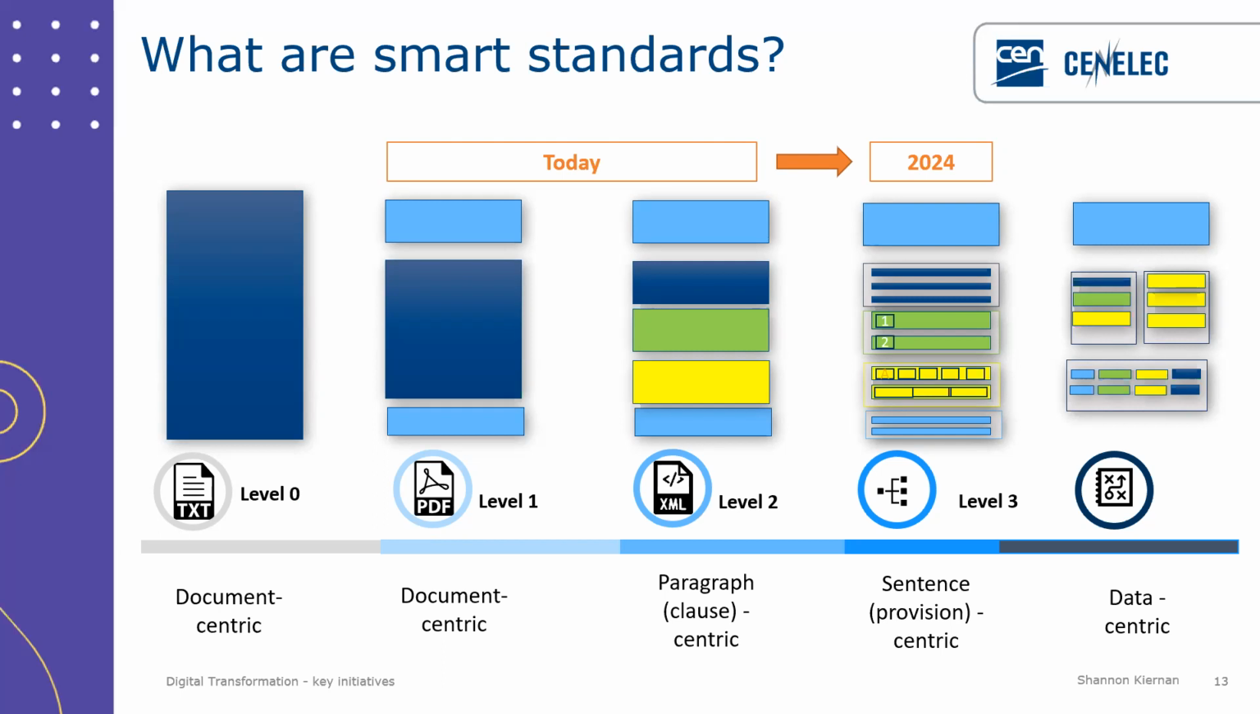Next level is level 3, and it's sentence centric. So each clause would be broken up into sentences, as you can sort of see illustrated here. And there'd be a bit of granularity here. Each sentence would probably have certain tags, probably an ID number, things like this. This is where we want to move to by the end of this project, which is in 2024, to enable this kind of functionality. At that level, you can do things like import it into requirements management systems, which a lot of our standards users want to do. And it enables a lot of other things as well.